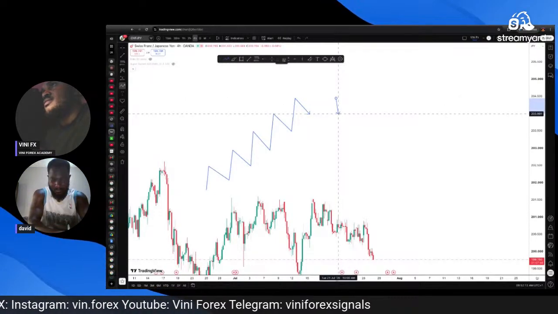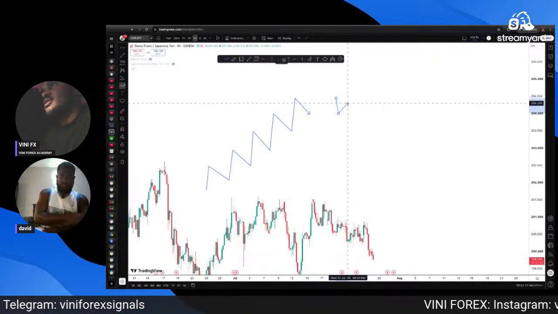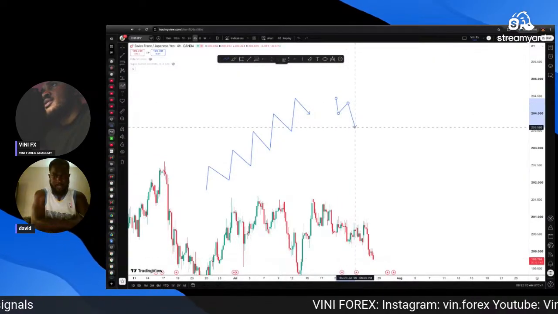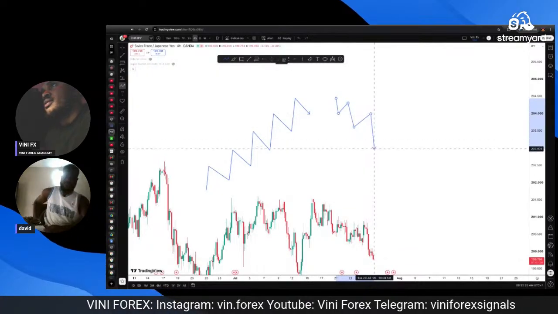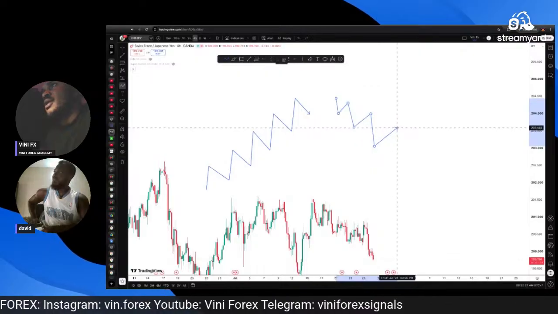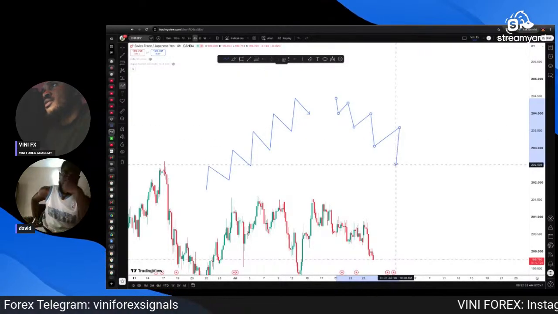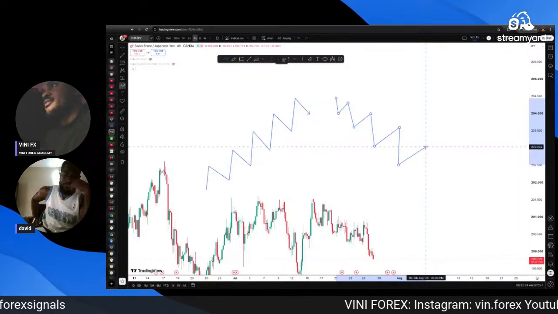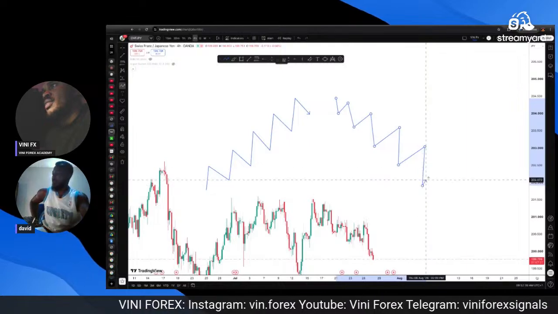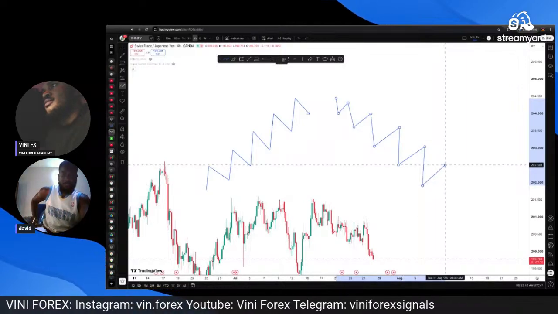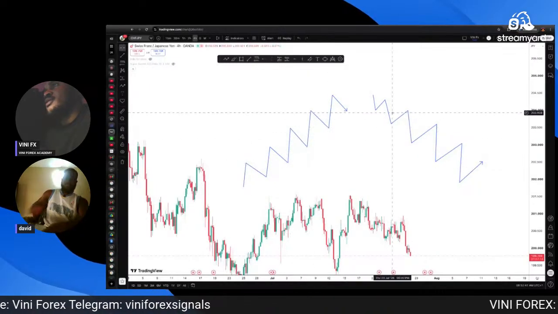Also, this is a low. This is a lower high. This is a lower low. This is a lower high. This is a lower low. This is a lower high. This is a lower low. This is a lower high. This is a lower low. This is a lower high again. So this right here is an uptrend, while this is a downtrend.